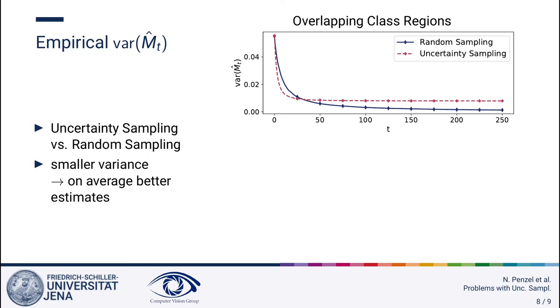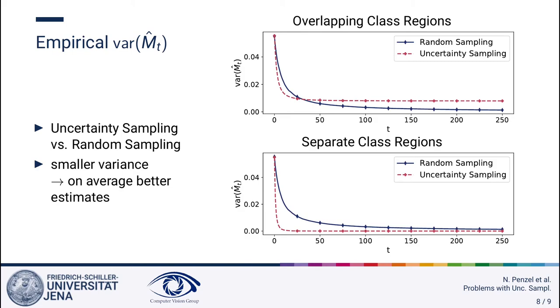In the case of separate class regions, we can see that random sampling converges equally fast as in the overlapping class regions case, but uncertainty sampling converges way faster and also towards zero variance, meaning that depending on the class regions, uncertainty sampling can outperform random sampling.